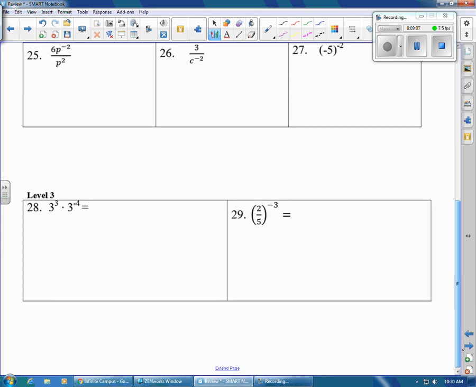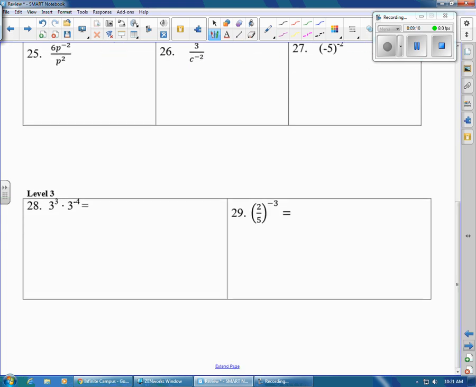Let's take a look at 28 and 29. Okay, so 28. I've got a multiplication. My bases are the same, so I keep my base and I add my exponents. 3 plus negative 4 is a negative 1. I can't leave it as a negative exponent, so I know I need to flip that fraction. It's going to be 1 over 3 to the positive 1, or just 1 over 3. And that is my final answer.